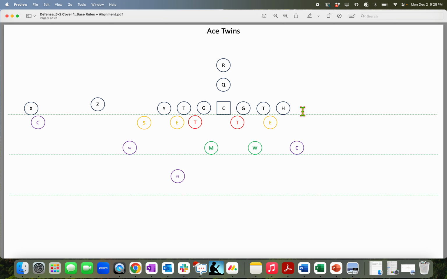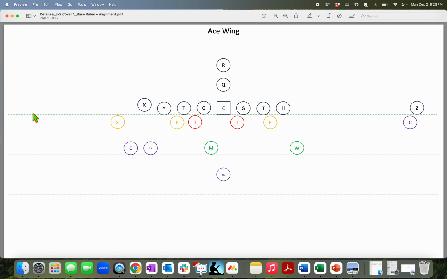Same thing here at Ace Twins, right? This is effectively a tray look because they have three wide receivers to one side. So you're going to line up at 8 yards on the inside shoulder of the number three, and you're going to take the deepest number two and number three here. The number one on this side is going to be locked up by the corner. The number one on this side is going to be locked up by the corner.